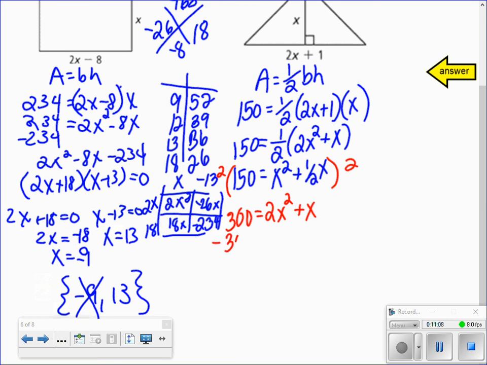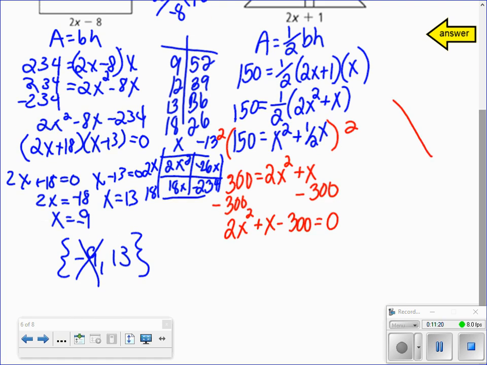Subtract 300 on both sides so that one side is equal to 0. This gives me 2x squared plus x minus 300 equals 0. Again, I'd use product-sum here. So I'm looking for a product of negative 600 and a sum of 1.